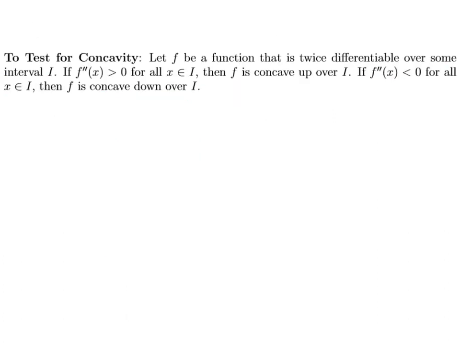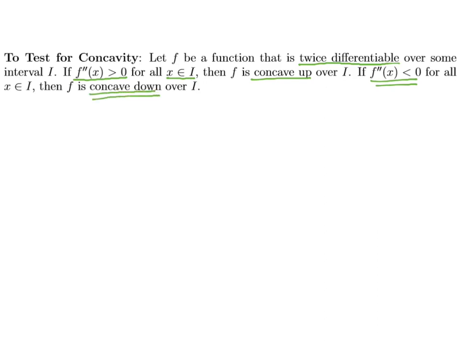So to find out whether a function is concave up or concave down over an interval, we want to let f be a function that is twice differentiable. This just means we can take the derivative twice over an interval. If that second derivative is positive for every value in the interval, then we say that this is concave up. If the second derivative is negative, we say that this is concave down.